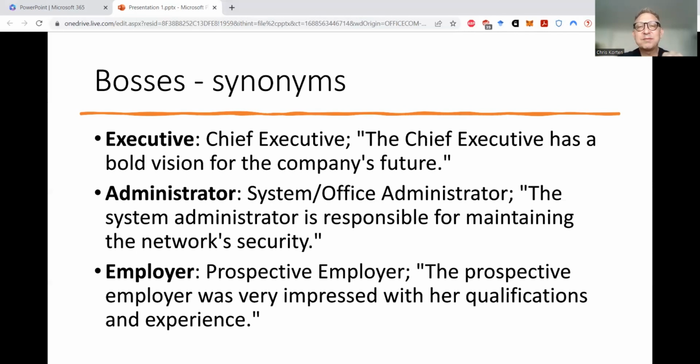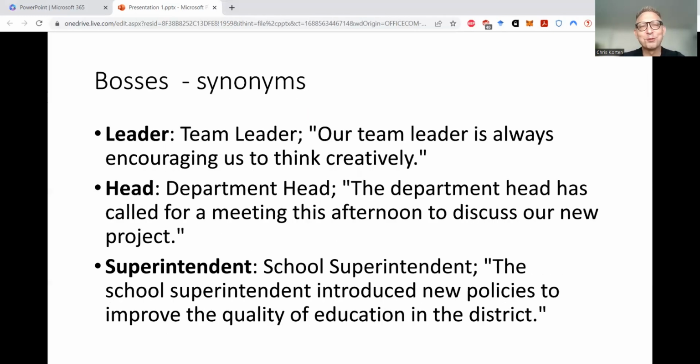A prospective employer is someone that you're considering working for. You're going to go through the interview process, and we're going to touch briefly on hiring and firing as well in just a minute. All right, so a prospective employer is a potential employer, someone you're considering working for.